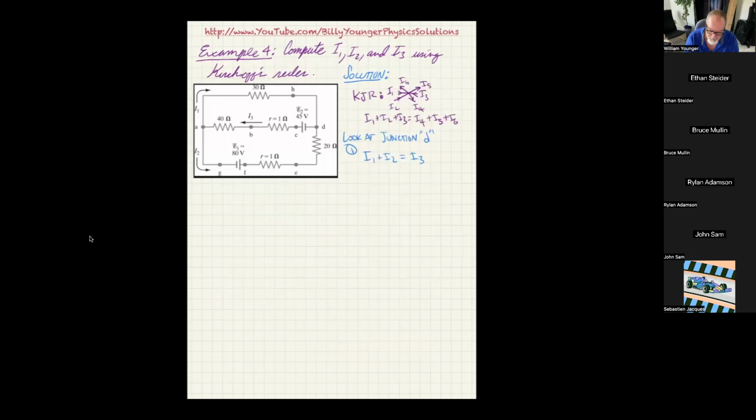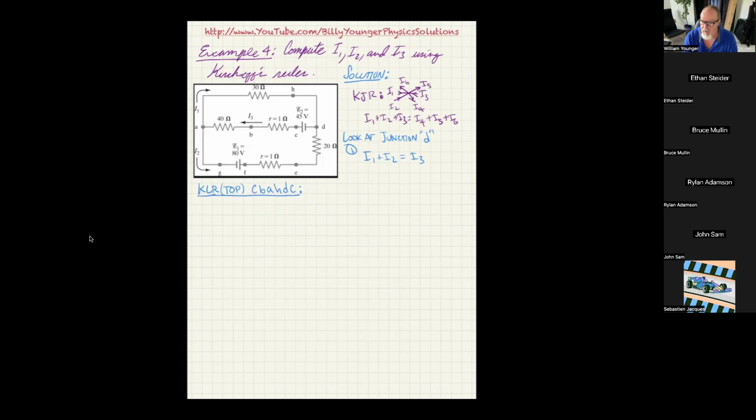Now I'm going to look at Kirchhoff's loop rule. So let's say for the top loop, I start at C and I go to B and then to A and then to H and then to D and then back to C. So that tells you not only what loop I'm doing, but it also tells you which direction I'm going.